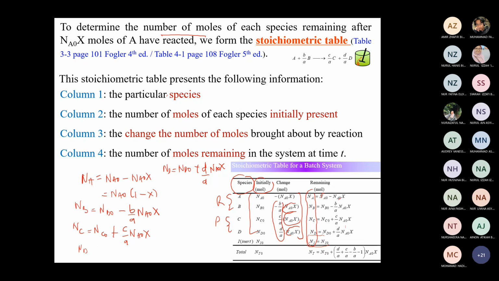N total, as mentioned just now for the second column, plus this one, you can take out NA0 X here, and then plus D over A plus C over A minus B over A minus 1. So this will be the overall of the remaining molecules or compounds.